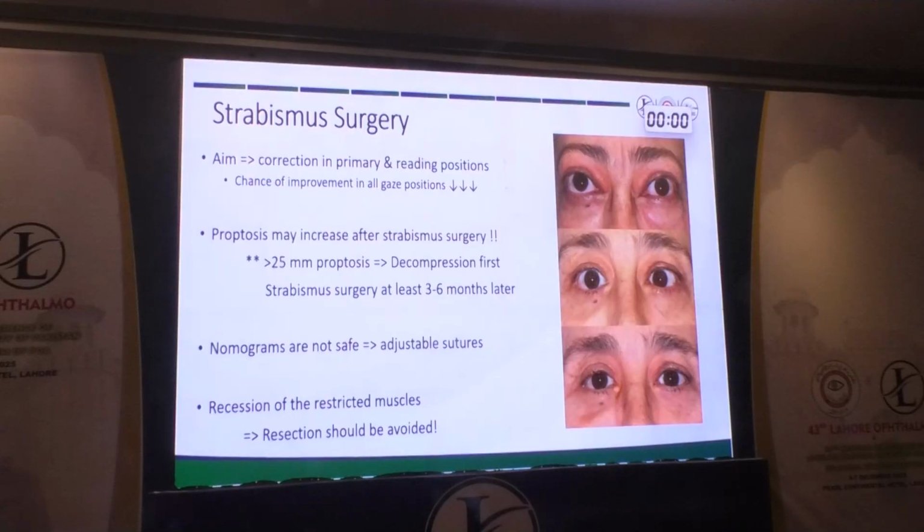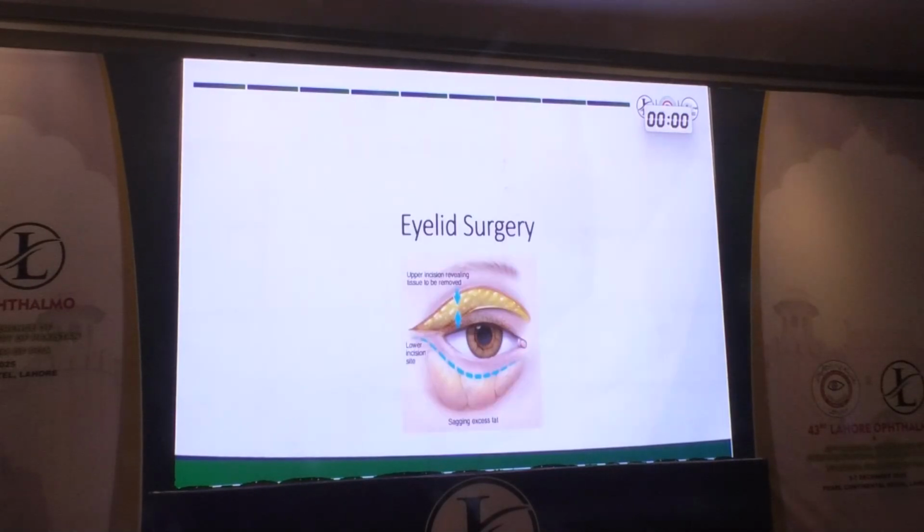Also, if the proptosis is higher than 25 millimeters, it's better to do a decompression first, because after strabismus surgery the proptosis may increase. The timing for strabismus surgery is 3 to 6 months after the orbital decompression. Nomograms that are used for strabismus are not safe because restrictive strabismus is totally different, and many surgeons prefer adjustable sutures for that. Recessions should be preferred, and resections should be avoided as much as possible.